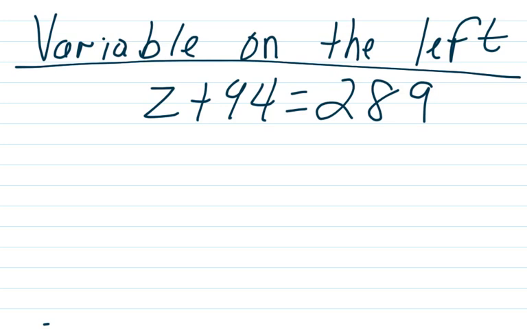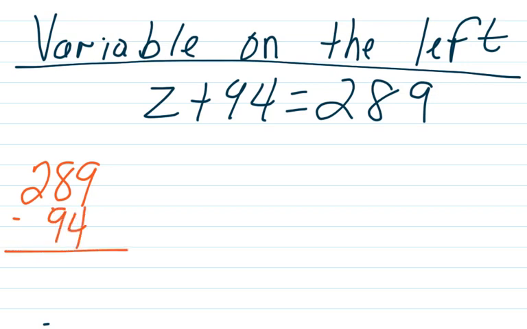So the first thing, let's try to do an inverse operation. I'm going to change my color. 289 minus 94. Let me change color, so I'm going to have to do some regrouping here. So this is going to be a 2, and this is now going to be 18. So if I subtract, that's going to give me 5, that's going to give me 9, and that's supposed to be a 1, that's going to give me 195.